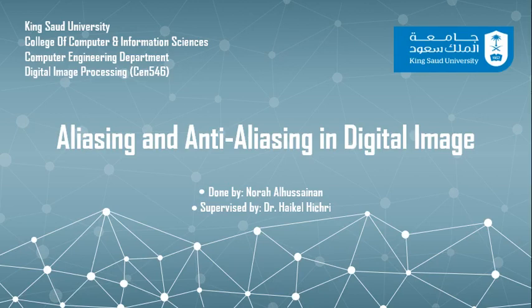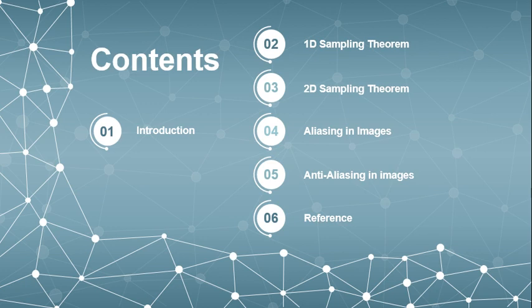In this video, I will talk about aliasing and anti-aliasing in digital image. What is the meaning of each one of them? Starting by the introduction, moving to sampling theorem, aliasing and anti-aliasing in images. Finally, of course, there will be a reference.